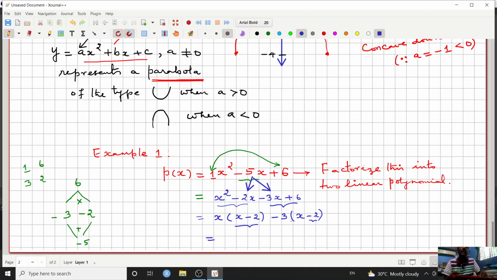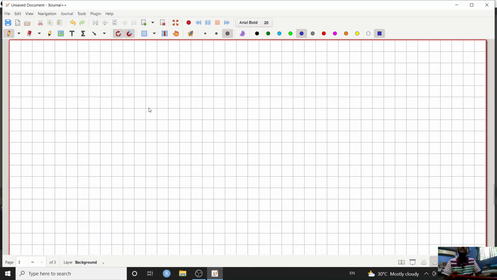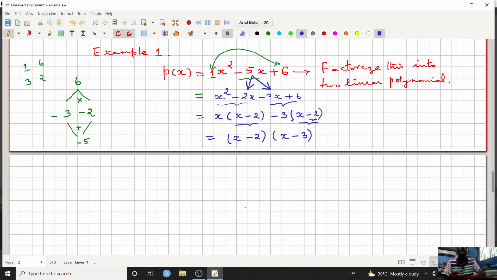Now you take x minus 2, which is common in both the terms. So you will be left with what? X minus 3. What we have done here is, we have factorized the polynomial p of x, quadratic polynomial p of x, into two linear polynomials.